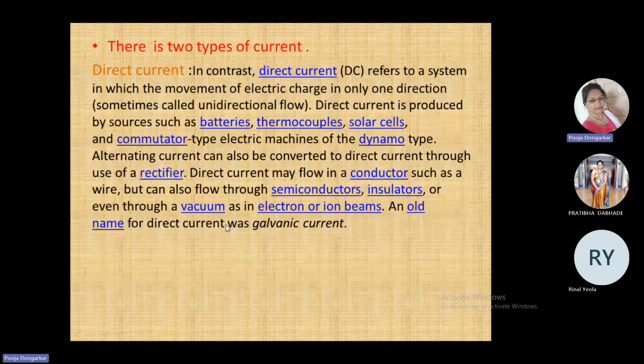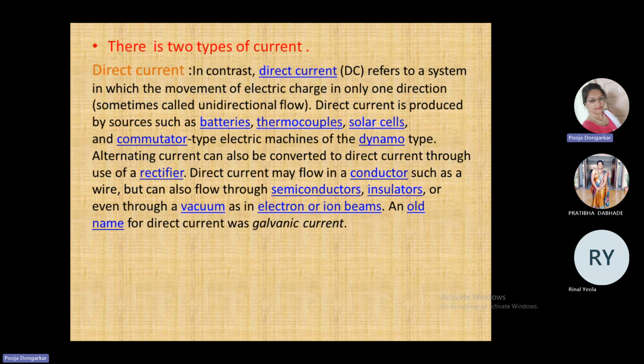There are two types of current: direct current and alternating current. First we see the direct current. Anyone know about the direct current? Can you tell me, Rinal? Yes, it is produced in batteries, solar cells. Batteries are the DC supply.